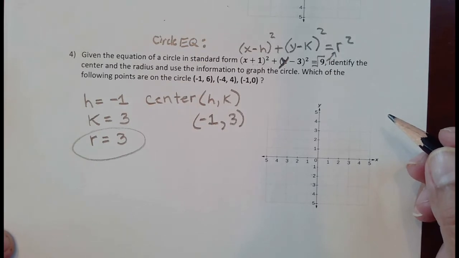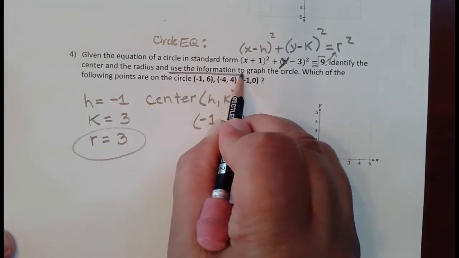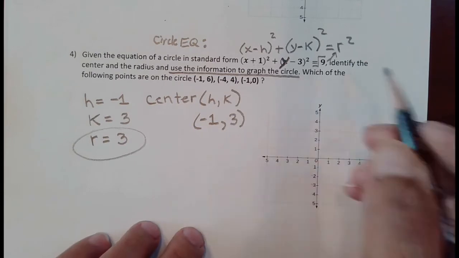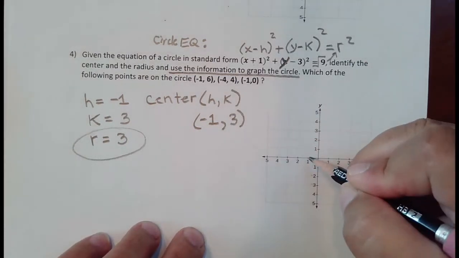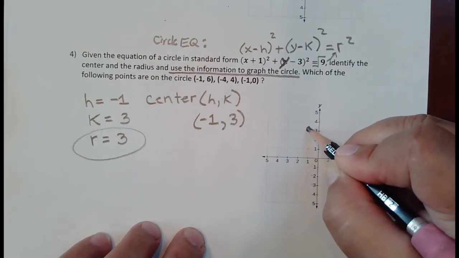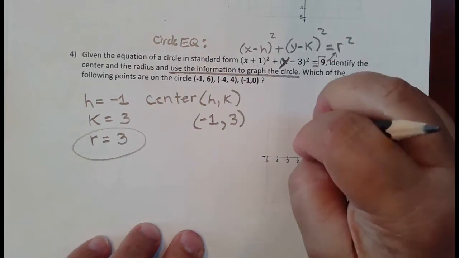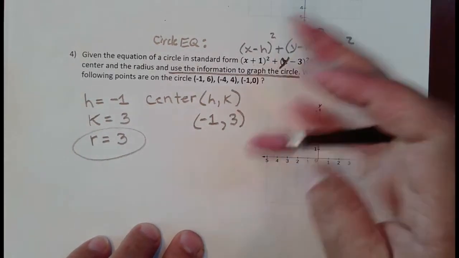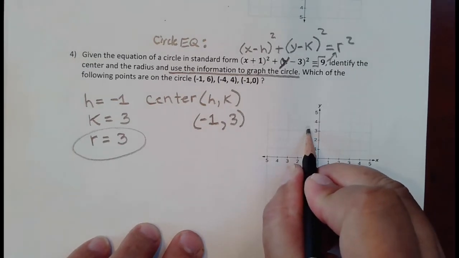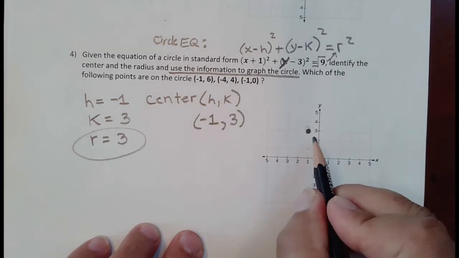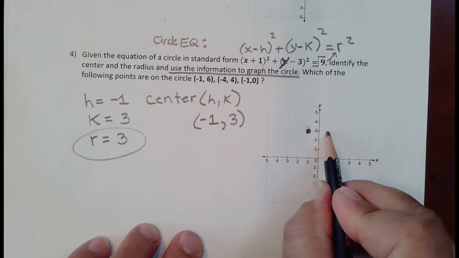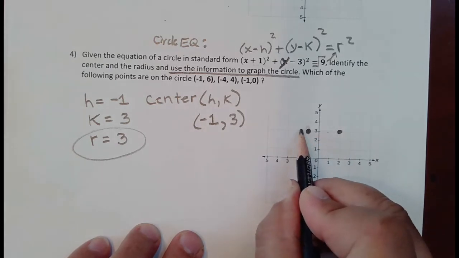So we would go 1, 2, 3 this way, 1, 2, 3 this way, and then we go 3 up, 1, 2, let's just go a little higher, and then 3 down, 1, 2, 3. And then you have things that are on that outer rim of the circle. And you've got a nice circle there.